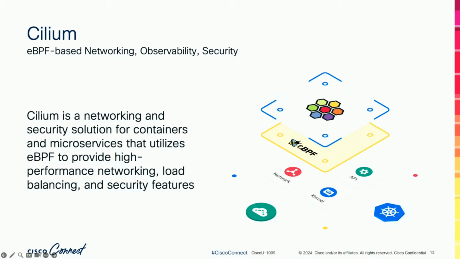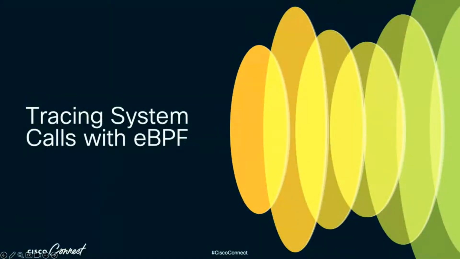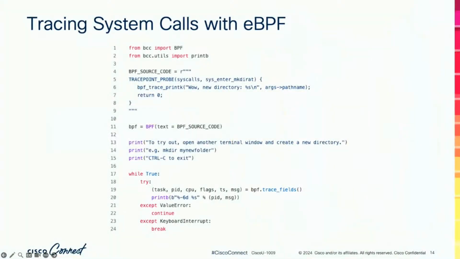So let's just start by dissecting the code that we're going to run a little bit. And we'll start with the tracing system calls leveraging eBPF. So here you can see I have a Python package, essentially a Python script. There's a couple components to it. The first are the modules that we're importing. You can see we're importing BPF from BCC.